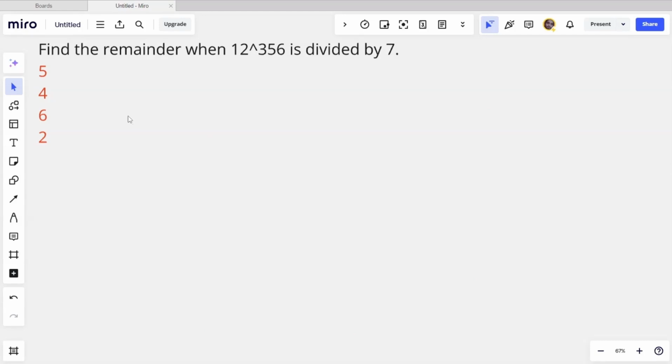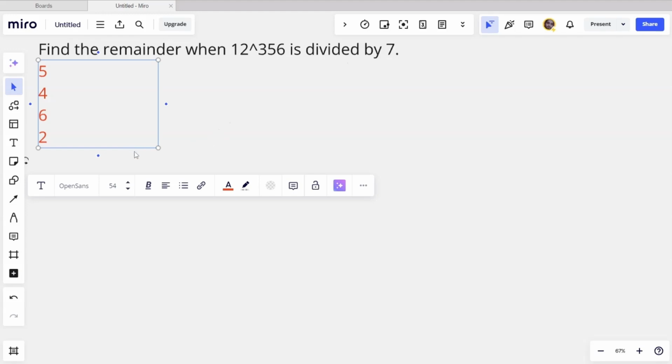So as you can see, this is our question. Find the remainder when 12 raised to the power 356 is divided by 7. Let me clarify: if you don't know the concept of remainder cycle, you will not be able to solve this question. So it is recommended that you should know the concept first, and after that you should try to solve this question. Okay, so let's come to the question. Find the remainder when 12 raised to the power 356 is divided by 7.